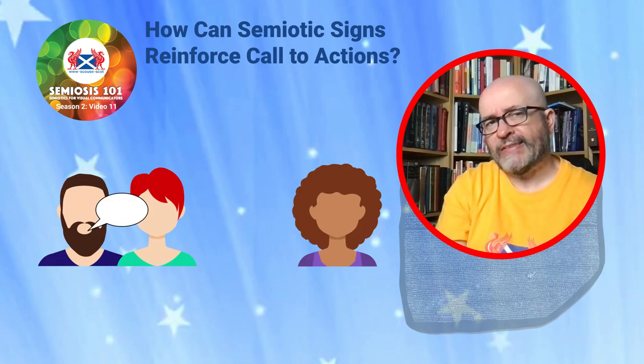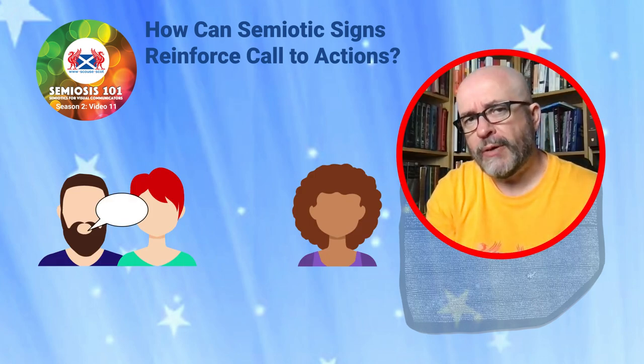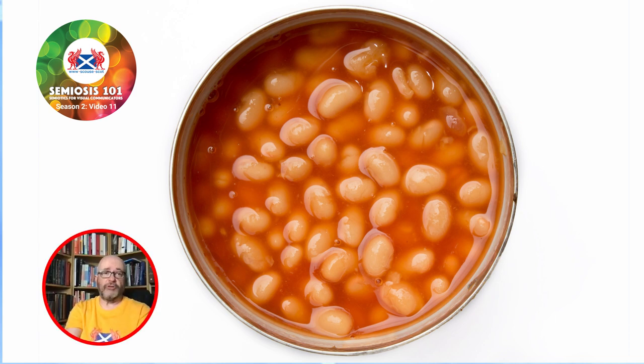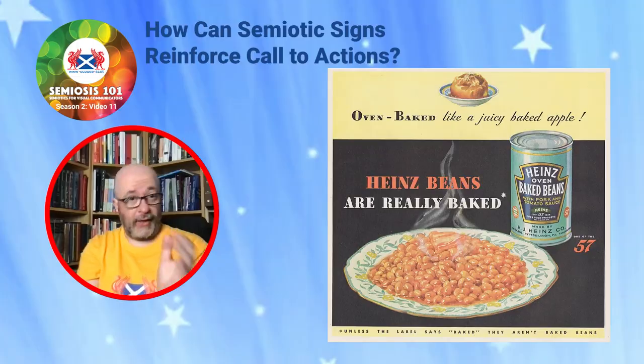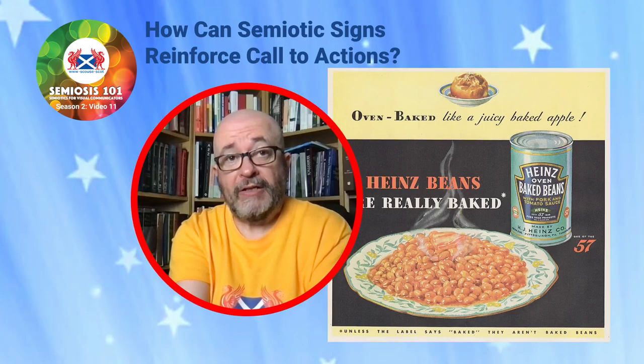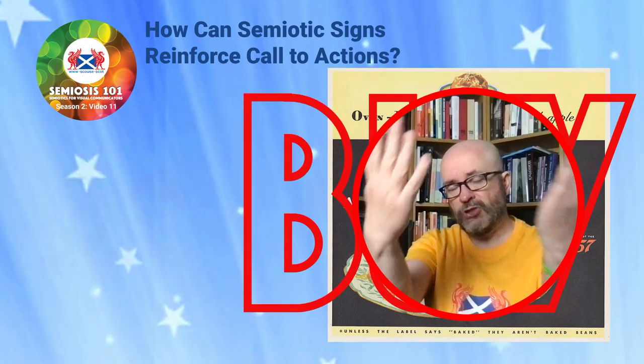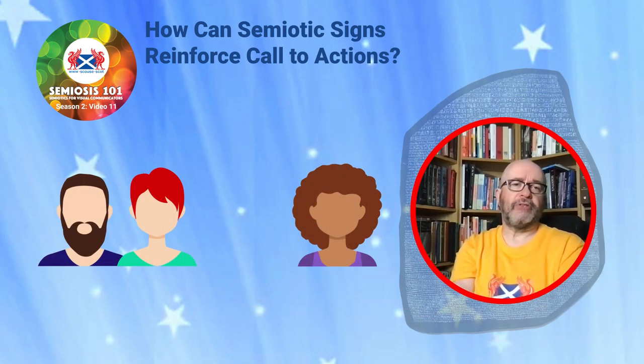If a client brief asks the creator to come up with an outcome to make people buy more tins of beans, why not just say, buy beans, and be done with it. Bish, bash, bosh, job done. An illustrated poster of a tin of beans with buy in big letters. Job's a good one. The annotation at its simplest.